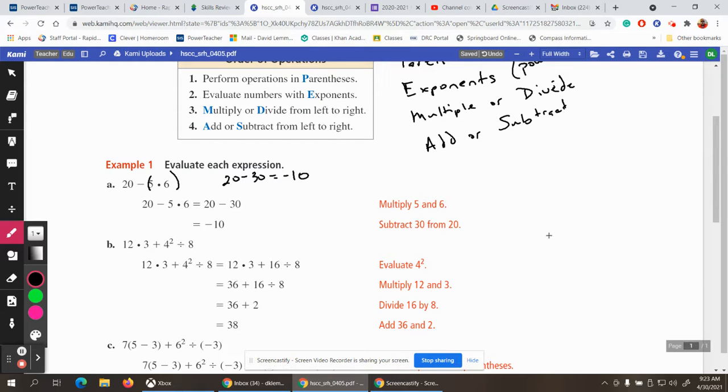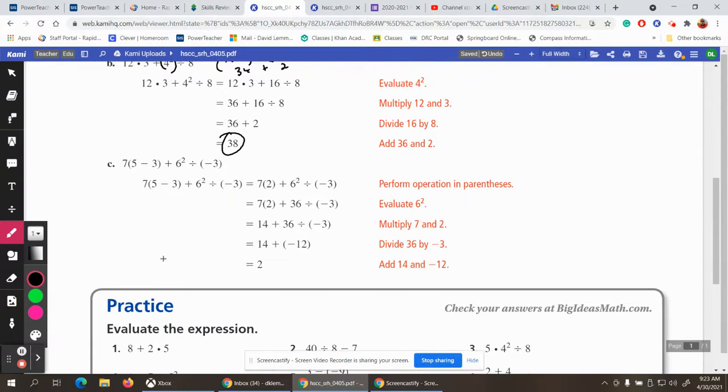Let's see, no parentheses, so I have an exponent. So I need to solve that exponent. And so that would be 12 times 3 plus 16 divided by 8. I'll put parentheses here and here. And that's going to give me 36 plus 2, which is 38. Here for part C, I need to do this first. This needs to be distributed.